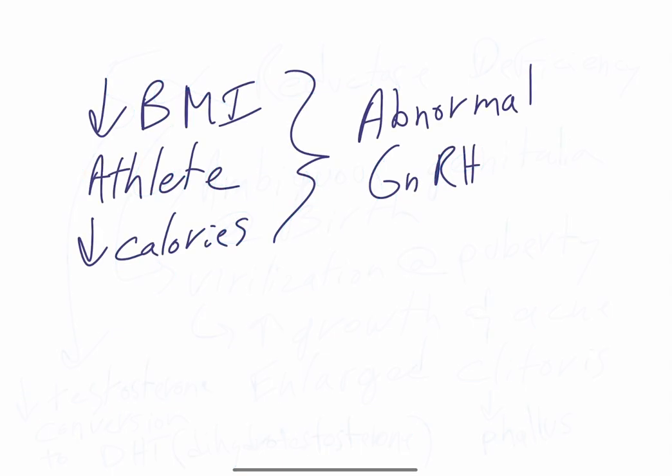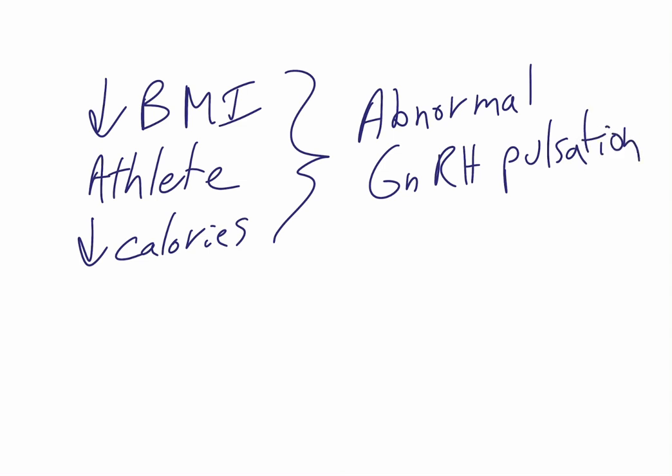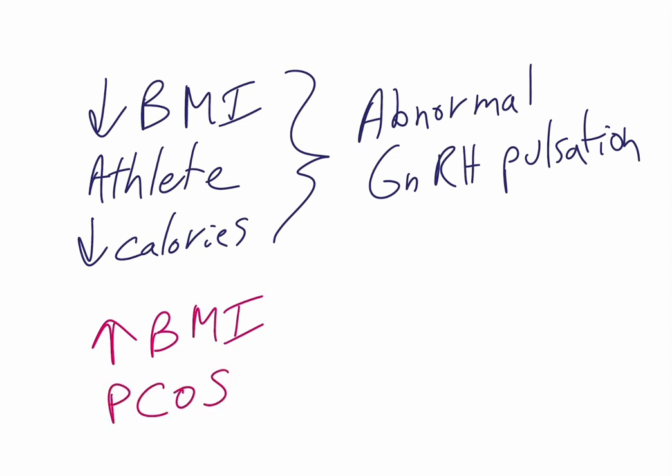For a low BMI girl with amenorrhea in the setting of intense physical activity as well as low calories, I want you thinking about abnormal GnRH pulsation, i.e. hypothalamic amenorrhea. Also, remember, the same mechanism applies to high BMI plus PCOS due to insulin resistance, which disrupts the GnRH pulsation.